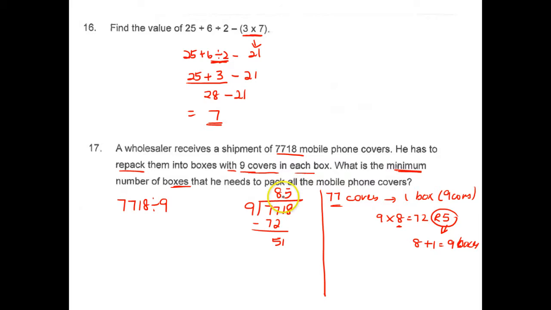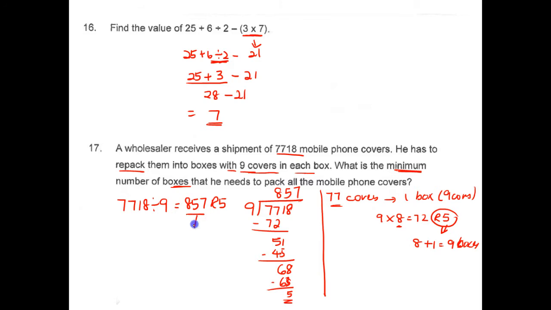That will be my 5 times 9, 45. 51 minus 45, I will get 6. 7 times 9, 63. I have 5 remainder. So all together, I have remainder 5.